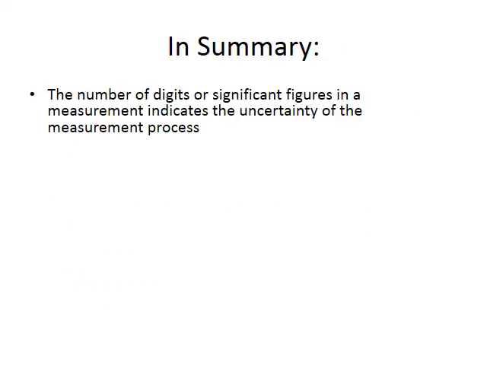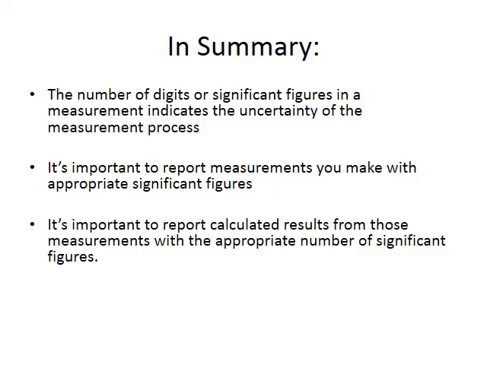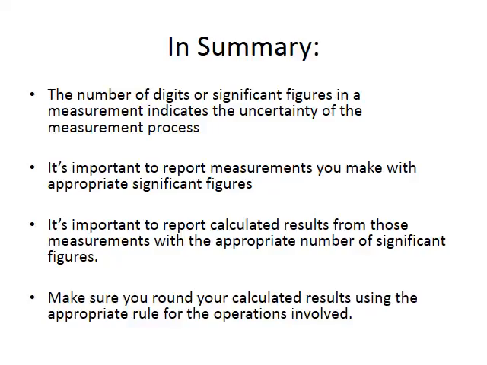So in summary, the number of digits or significant figures in a measurement indicates the uncertainty of the measurement process associated. And it's important to report the measurements that you make with the appropriate number of decimal places or significant figures. It's also important to report the results that you calculate using those measurements with the appropriate number of significant figures. So that means you have to make sure you round your calculated results using the appropriate rule for the operations involved.